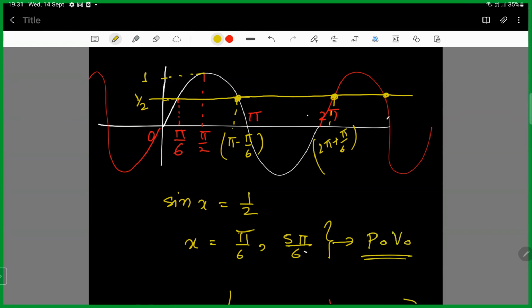And if you take all the solutions, apart from the values which are between 0 to 2 pi, like this value 13 pi by 6, right? So 13 pi by 6 is a general solution. Okay, that's what principal solution is.